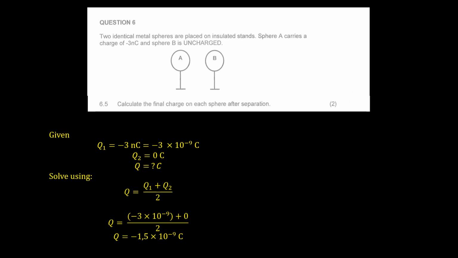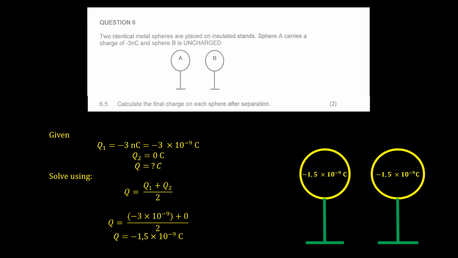What does this mean? This means that after touching, when we separate these two spheres, they now carry the same charge, which is negative 1.5 multiplied by 10 raised to the power of minus 9. So this is another 2-mark question. You will get a mark for the correct substitution and another mark for the final answer.